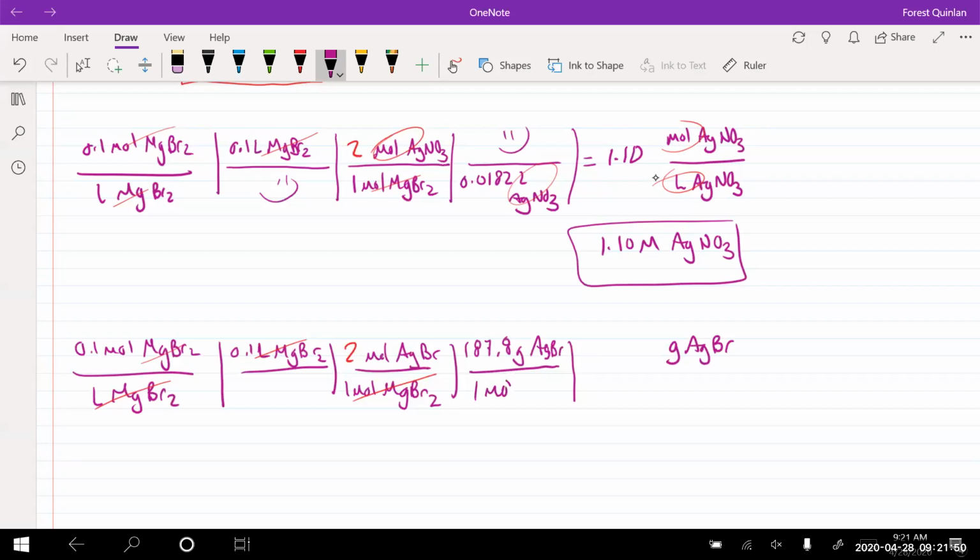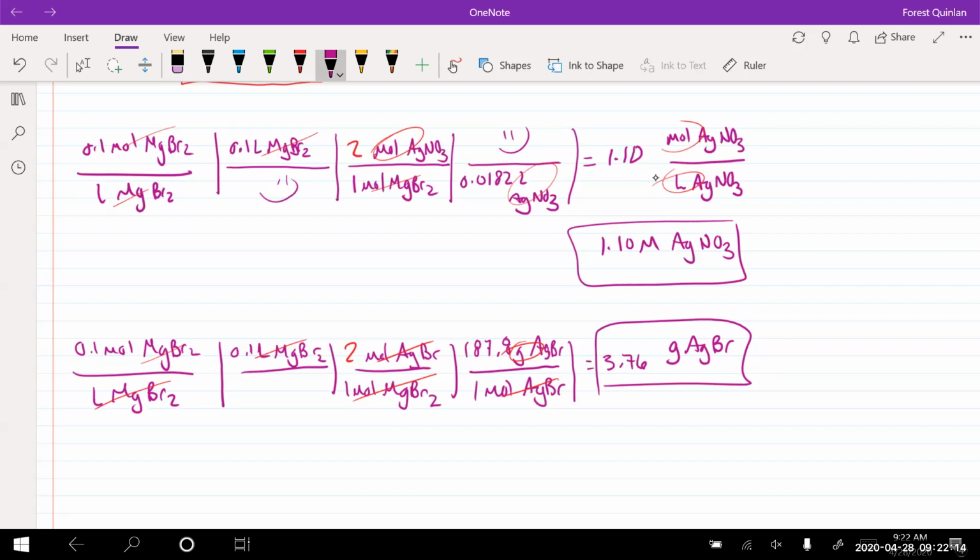And since we went to the periodic table, it's per 1 mole. Once again, we have what we want. If you go ahead and punch that in your calculator, you should get 3.76 grams of AgBr.